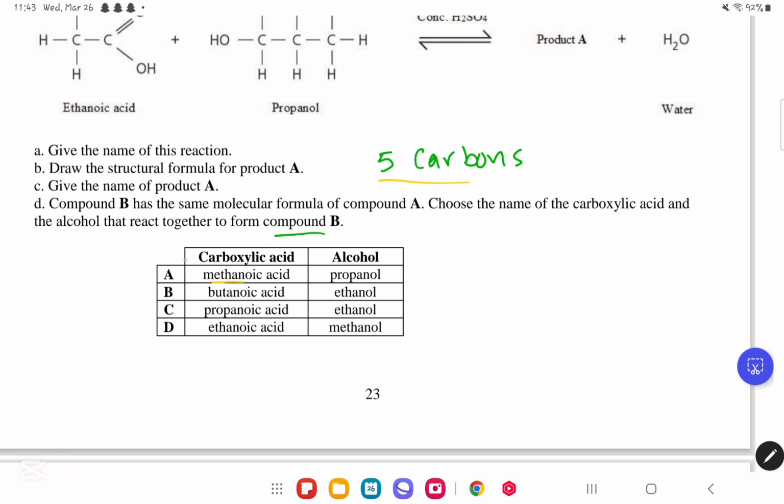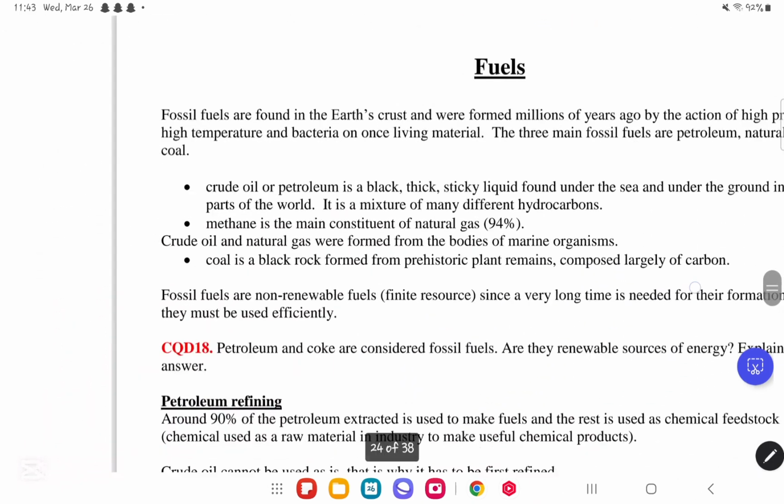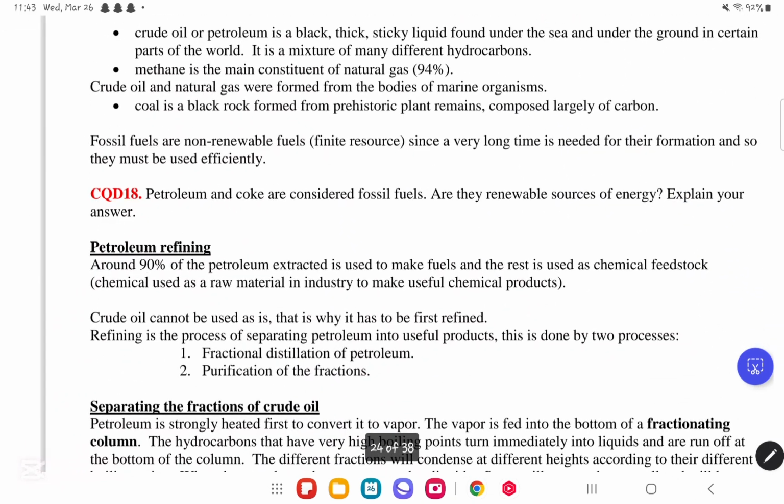So meth, which is 1, prop, which is 3, this will give us 4. But, which is 4, eth, which is 2, this will give us 6. Prop, which is 3, eth, which is 2, this will give us 5, so C is an answer. And then eth, which is 2, meth, which is 1, will give us 3. So C is definitely for sure our answer. So now we'll move on to CQD number 18.